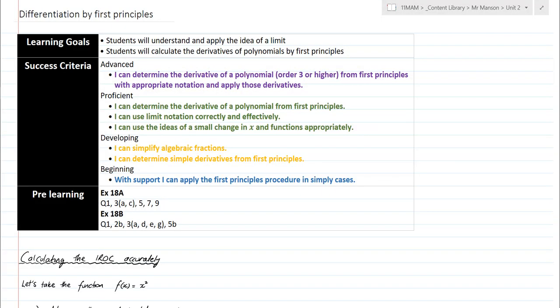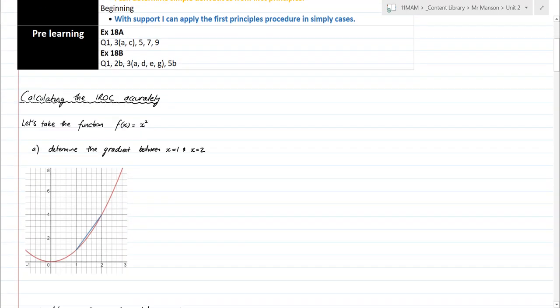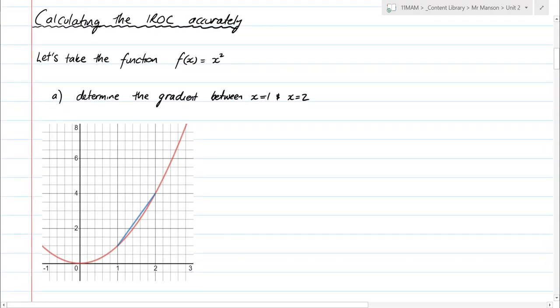Differentiation by first principles. Let's go through and start talking about it. So last lesson, we talked about IROC, instantaneous rate of change, and the really important statement from last lesson was that whilst you can calculate approximations of the instantaneous rates of change in many ways, and the textbook outlines some of those, the best way by far is to get a line segment that's close to the point that you want to find the rate of change for, and another coordinate, and then create your rate of change from that.